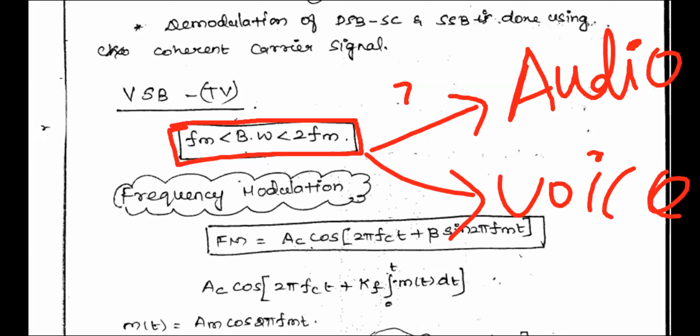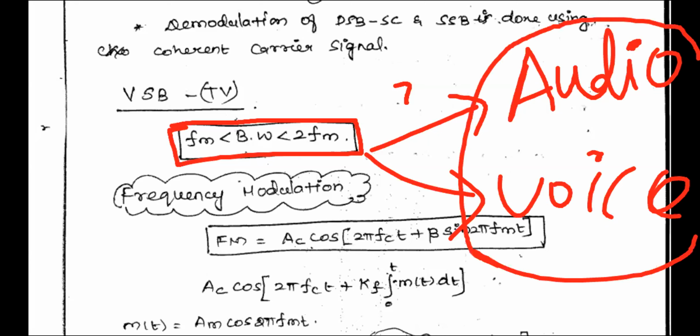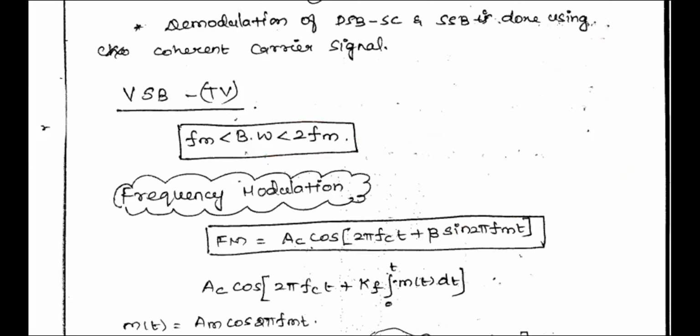The vestigial sideband modulation is used in TV system. Then why not? Can we use the VSB system in case of audio or voice? What is the problem? Please try to find out the answer for this, whether we can use it here also or not. If not, what is the problem? So the main thing, from the exam point of view, you should know this.